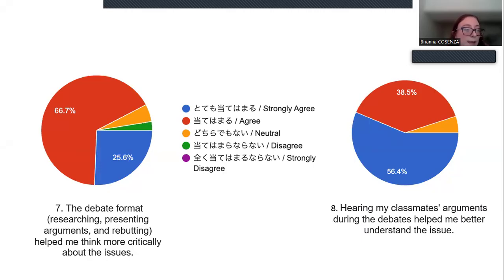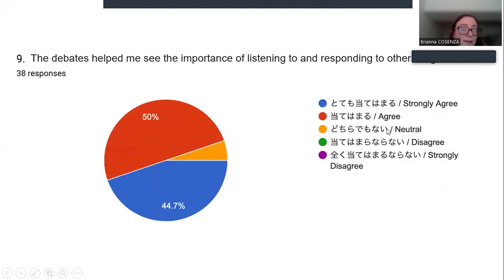Debate format helped me think more critically about issues. Hearing my classmates' arguments during the debate helped me better understand the issue. Again, mostly agree. And the last question, it helps see the importance of listening and responding to others. So again, I did not get any disagree, so I was happy with that.